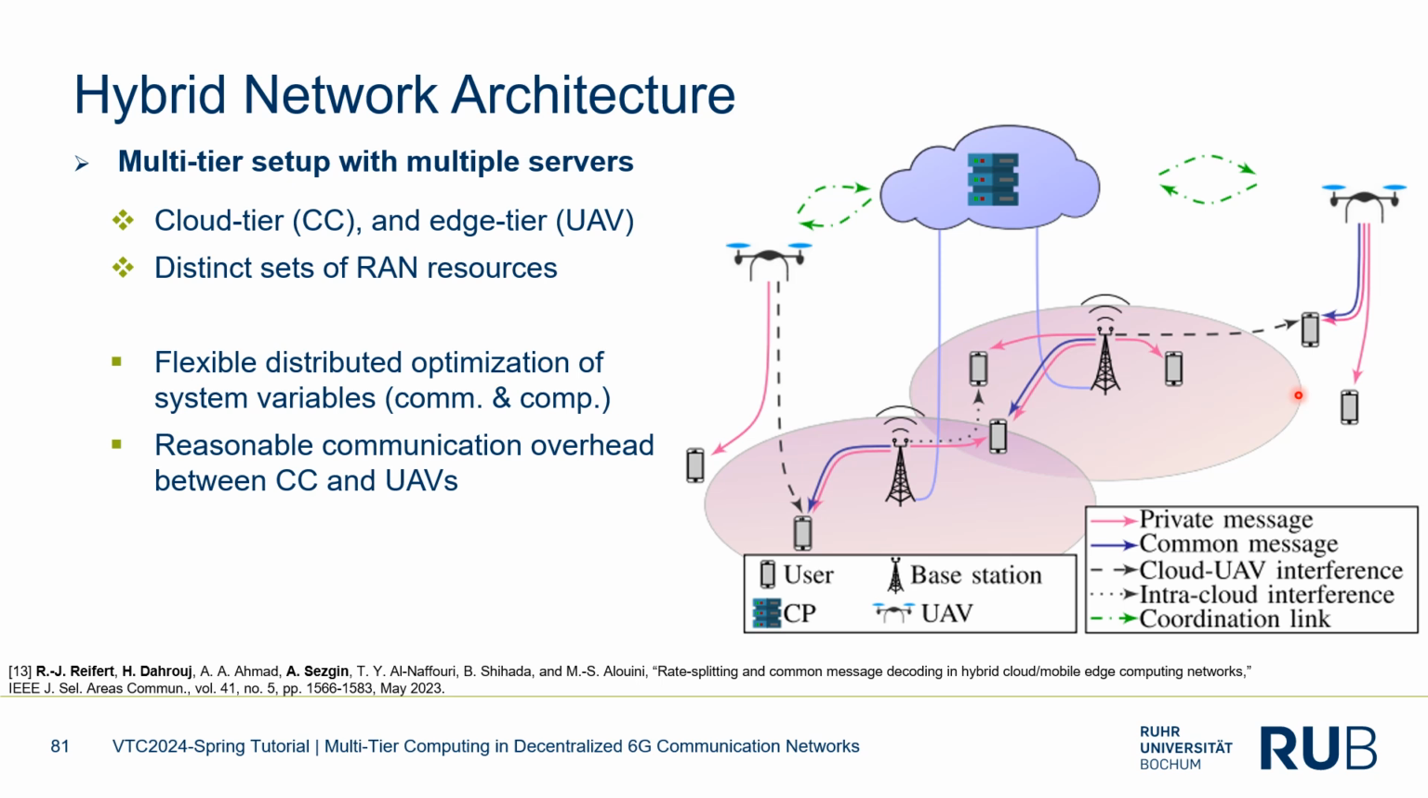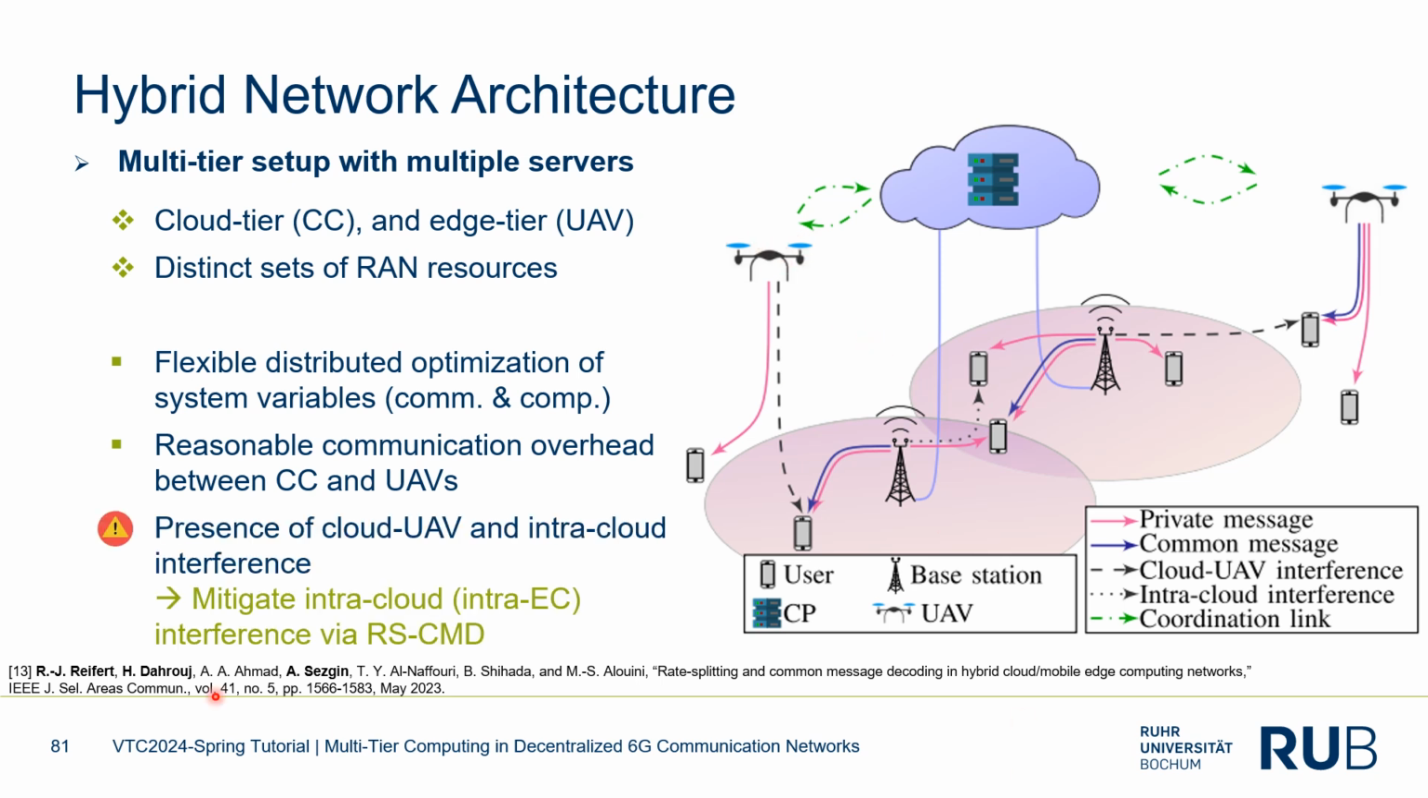So with this, again, flexible distribution, joint optimization of system variables, in this case communication and computation variables, is possible while keeping a reasonable communication overhead between the management instances, so the CC and the UAVs. In this case, again, we have the presence of cloud, UAV, and intra-cloud interference, as previously also mentioned.